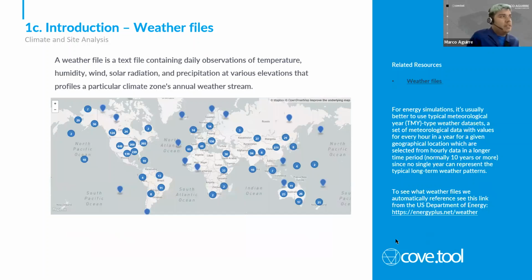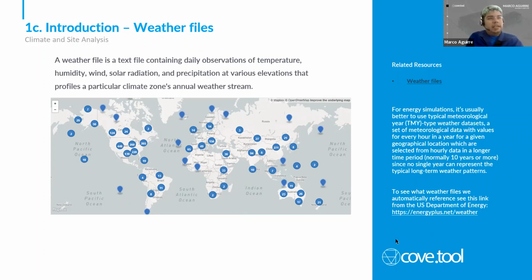One of the key components to generate a climate report is going to be a weather file. If you're not familiar, weather files are just text documents that contain daily observations over a time period. The weather file that CoveTool uses is a TMY weather file. We have TMYs, TMY2s, TMY3s, and depending on which TMY version you have, that dictates a certain period of time where weather data was recorded, and then with all that recorded data, there was generated an average typical meteorological year.